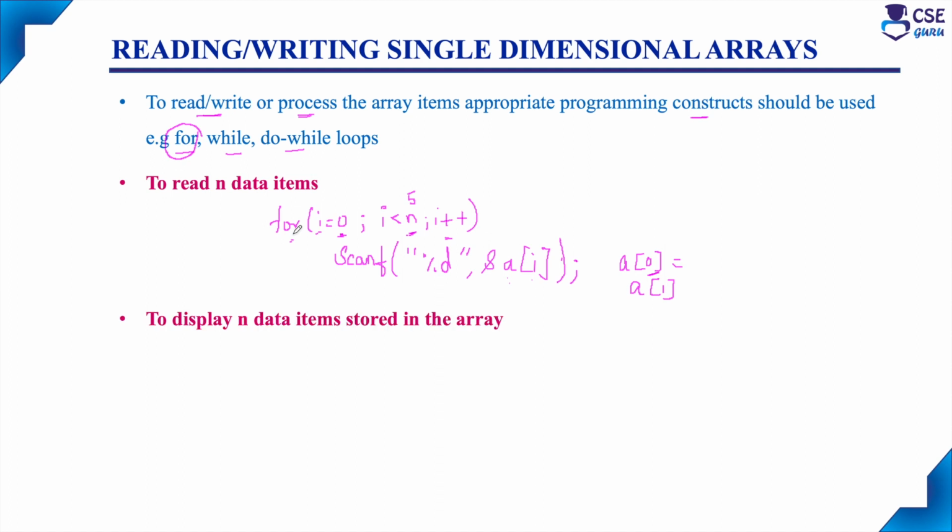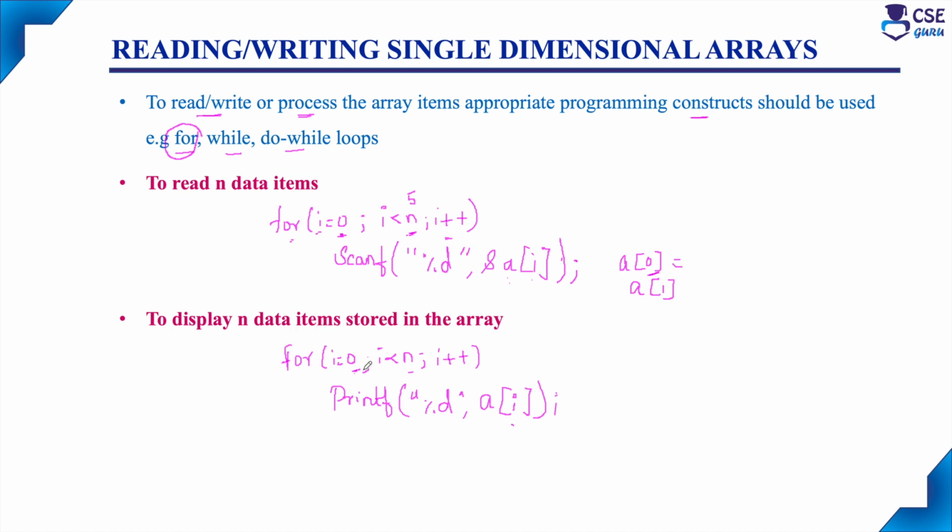Similarly, to display n data items on the output screen, the same for loop is used, that is for i equal to 0, i less than n, i plus plus. To accept the input we used the scanf statement, and to display the output on the screen we use the printf statement, with the format specifier %d. If you want to display any message, you can add it here, then a of i. When i equals 0 and the condition is true, it will display the value at the a of 0th location.